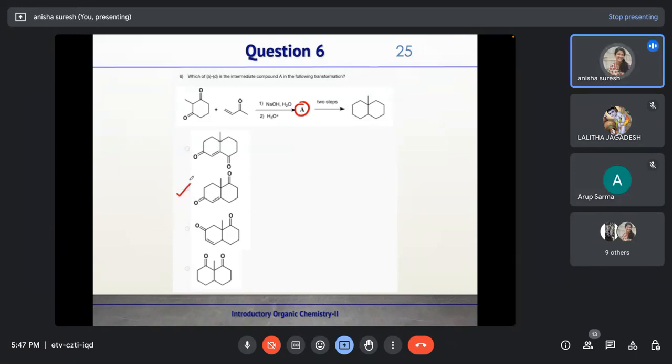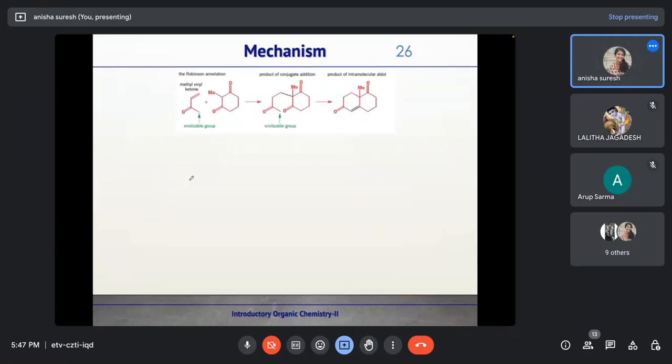We will see the mechanism. This is known as the Robinson annulation reaction. First, here there will be a proton. Since it is between these two carbonyl groups, it will be the most acidic proton. It will give rise to an enolate. Here we are using NaOH, so NaOH will be the base.